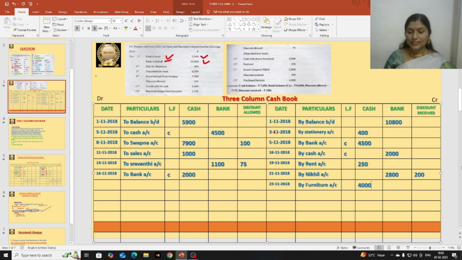So first let us balance the cash column with the cash column. We should check the cash total on the debit side. Let us add that. If you observe the debit side cash column, where I am showing with the mouse pointer, this is the debit cash column total. So let us add it: 5,900 plus 7,900 plus 1,000 plus 2,000. What is the debit total? The debit total is 16,800.